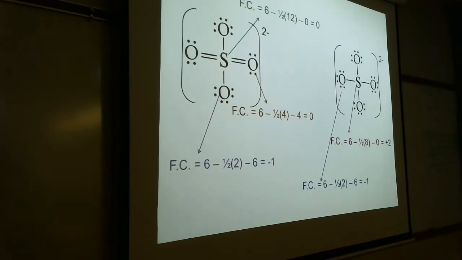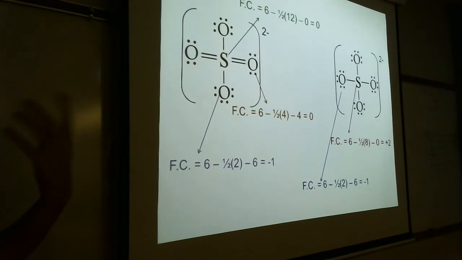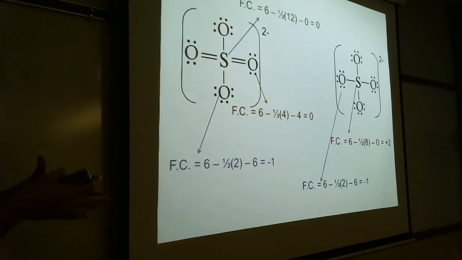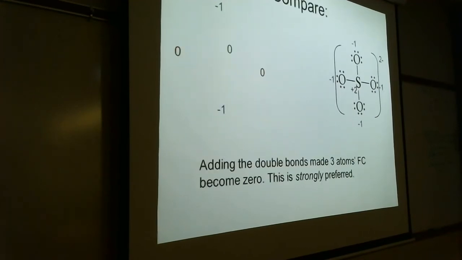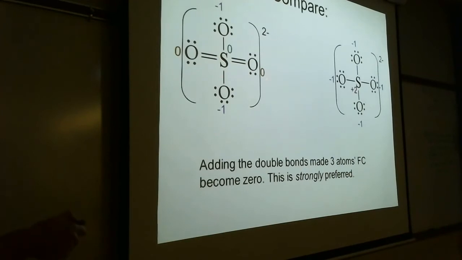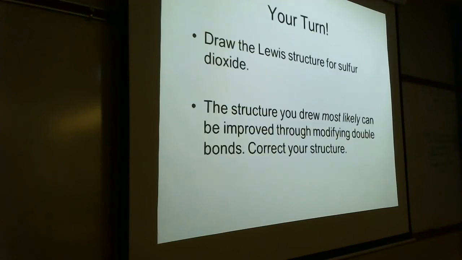Do we understand why? We're allowed to add double bonds if your formal charges are a mess and those double bonds make your formal charges better. So there's our comparison: 0, 0, 0, -1, -1 versus a bunch of negative ones and a +2. All right, so here's one for you. Draw the Lewis structure for sulfur dioxide. Then ask yourself, can your structure be improved through double bonds? And then correct it. I'll give you a minute to do that one.